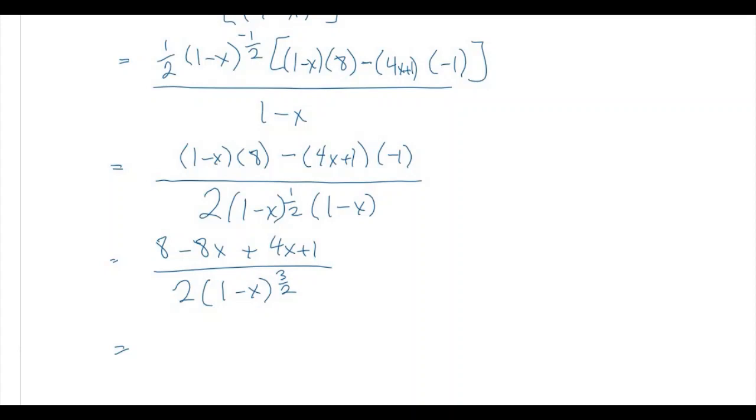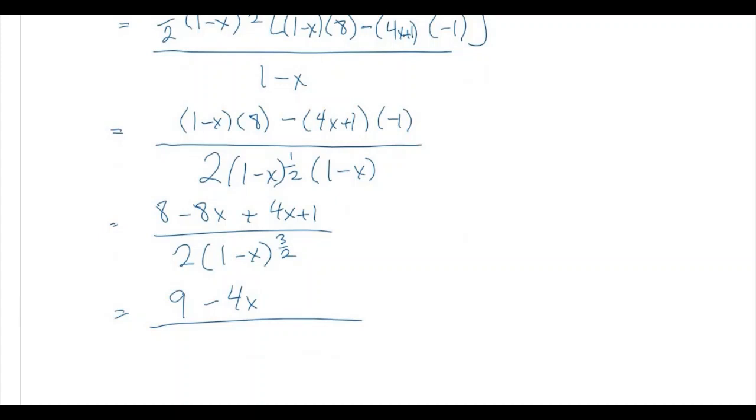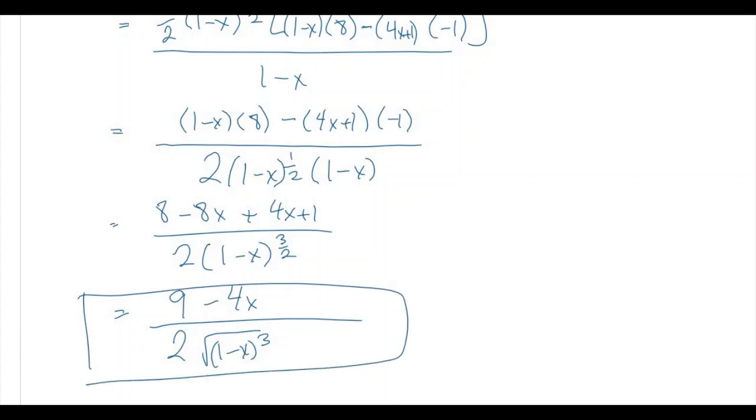And then, next step, let's take a look at the numerator again. Let's combine the like terms. We have 9 minus 4x over 2, and we could write this as is, but since the original function had a square root instead of exponents, let's rewrite that. So let's do square root of 1 minus x cubed.